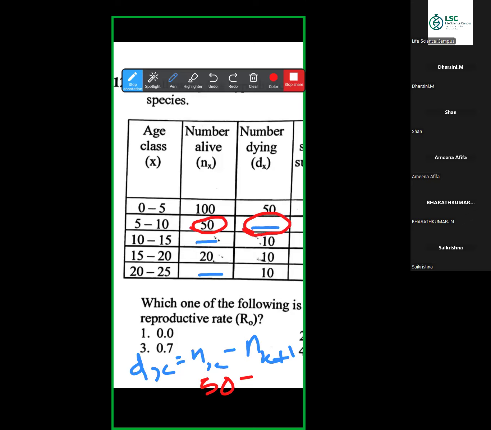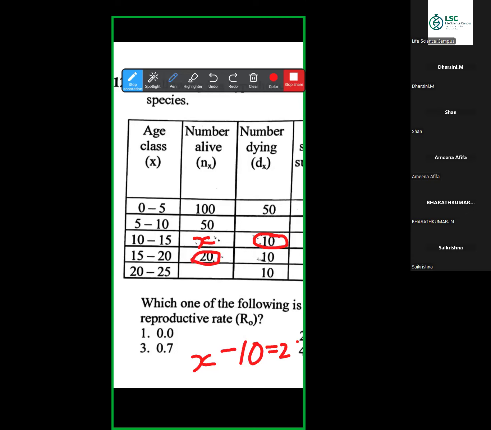So we cannot find the number of dying individuals in this case. So we move on to the next age class. Here we know that 10 individuals died. We don't know this value, so we put it as x. So x minus 10 will be 20. So x is equal to 20 plus 10, that is 30. So here nx will be 30.